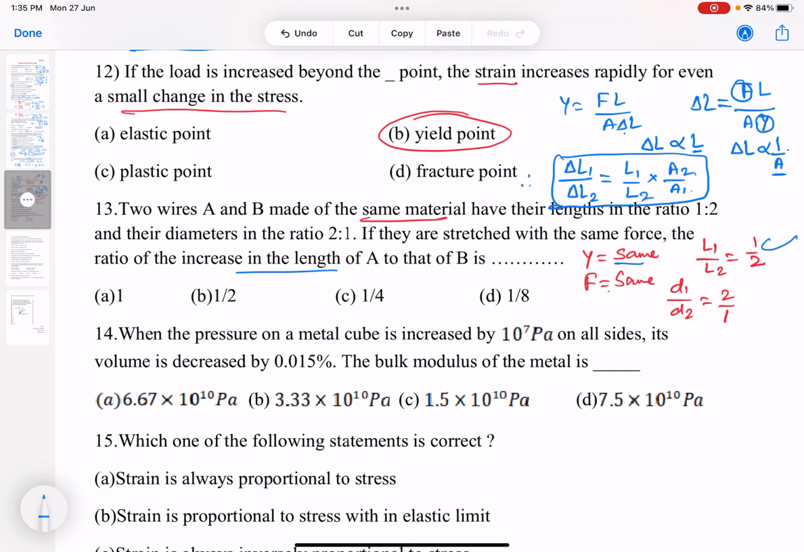Okay. When the pressure on a metal cube is increased, that is, change in pressure equal to 10 to the power of 7 pascals, the volume decreases by how much? Change in volume per unit volume, the fractional change in volume, is 0.015%. That means 0.015 divided by 100. Now he is asking about bulk modulus. You know the formula for bulk modulus equal to delta P by delta V by V. So by substituting this, you will get the answer as 6.67 into 10 to the power of 10 pascals.